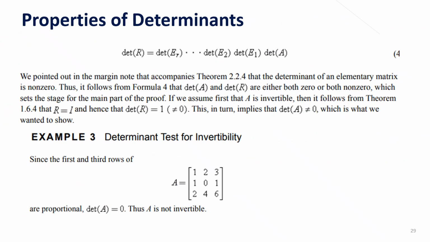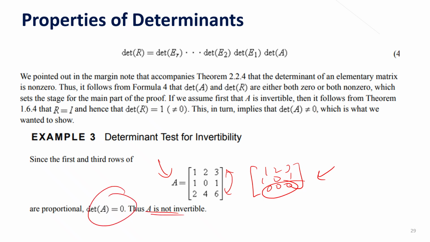Okay, now when you have this matrix, you can see that this row and this row are proportional, so you can change the matrix to become 1 2 3, 1 0 1, and 0 0 0, so the determinant of this is equal to 0. Thus you can conclude that matrix A is not invertible.